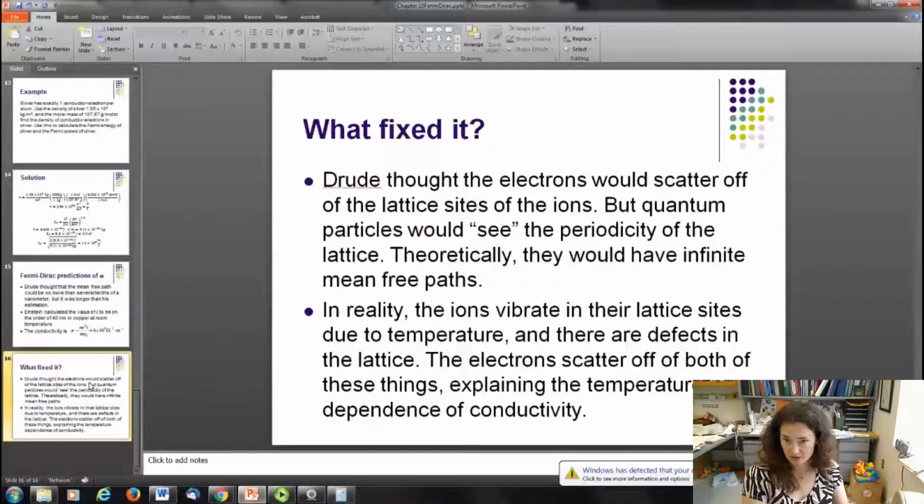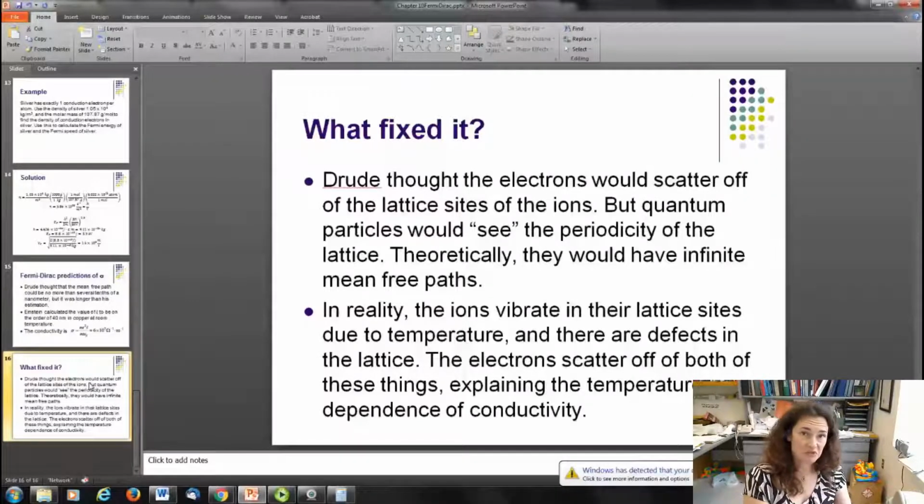The reality, though, okay, is that these atoms don't just sit perfectly still within these lattice spots. They actually vibrate in their lattice spots and around them due to the temperature, okay? So they're sitting there wiggling back and forth in their lattice sites. So a quantum particle can't really predict exactly where that ion's going to be within its amplitude of vibration. And so it will scatter off the ion because the ion is sitting there vibrating back and forth due to the temperature.